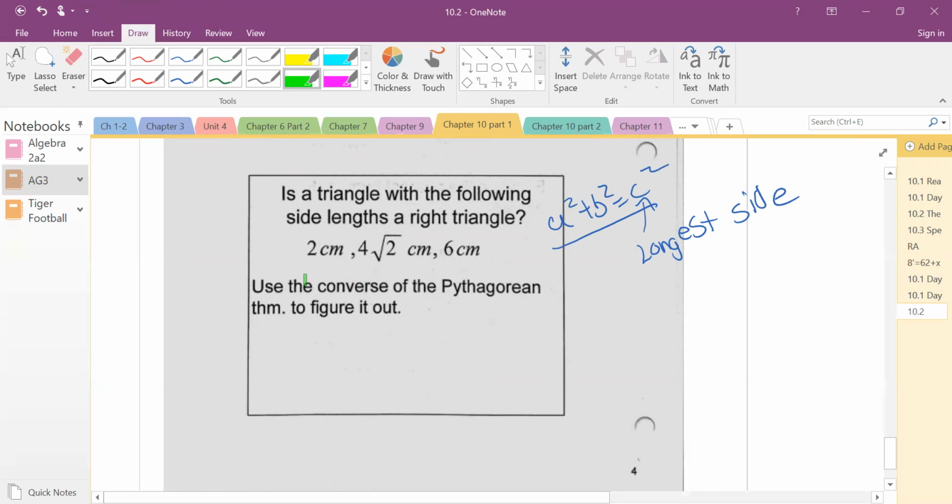So what's my longest side out of these three? What's 4 root 2? 4 square root 2 is 5.65, we'll call it. So 6 is going to be my C in this case because it's going to be my longest side. Let's set up the equation. So 6 is my C. And does it matter which one's my A and B? No, right? Either one of those work.